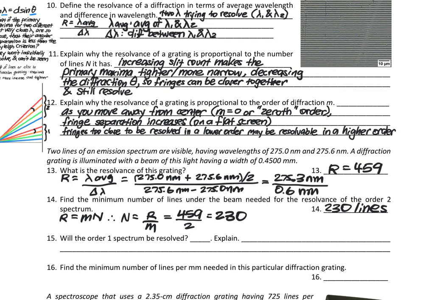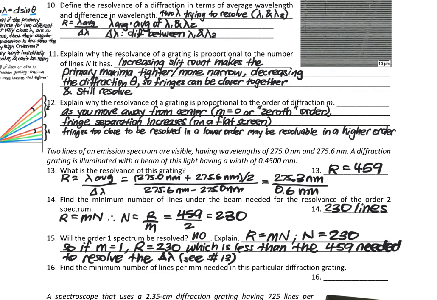I can also show that with the equation. So in 15, I'm not really sure what they're getting at, but my logic is that no, the first order spectrum will not be resolved because R equals mN, and we just found that the number of lines is 230, assuming it's the same number of lines under the beam for the first order and for the second order. I didn't change the diffraction grating, I didn't change the beam.